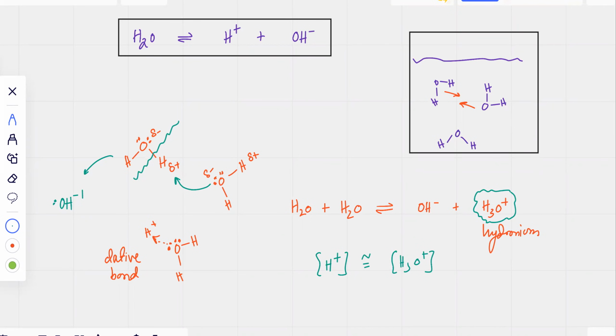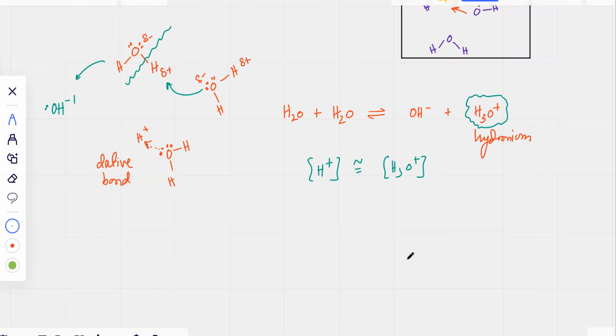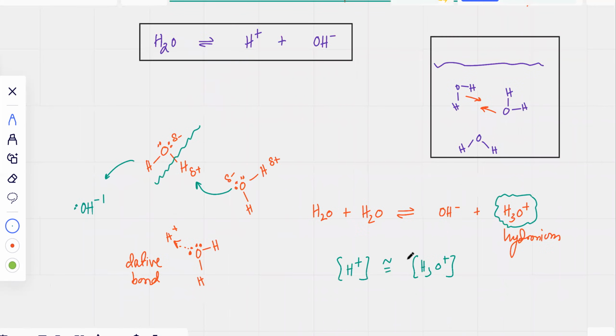I mean, you approximately take them as the same thing. So is this clear? Yes, sir. Achha, so now calling it H plus 1 and calling it H3O plus 1, it kind of means the same thing. Conventionally you just use H plus 1.